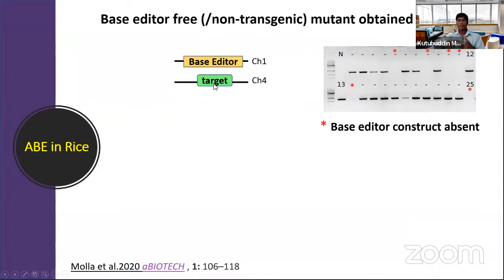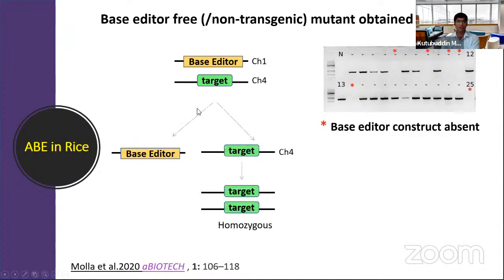And now once the target is mutated, you no longer need the base editor construct to be present in your genome because the work is done. So the base editor does not have to be present there. In the next generation, by virtue of Mendelian segregation, we could segregate out the base editor, and you could select only the mutant plants that do not have the base editor construct.